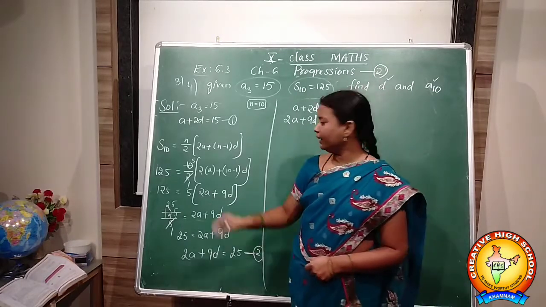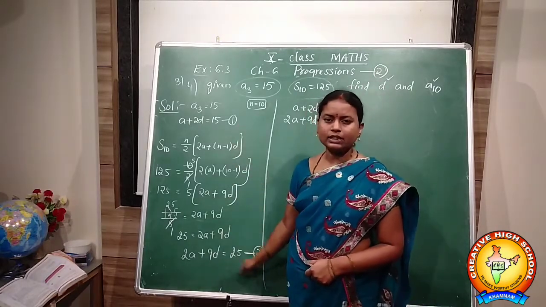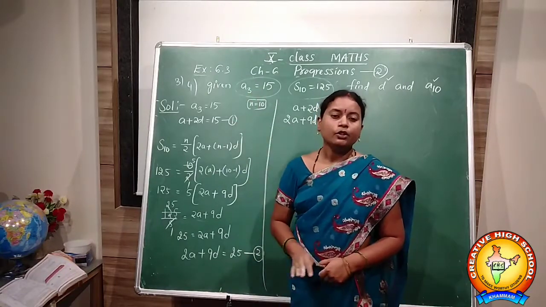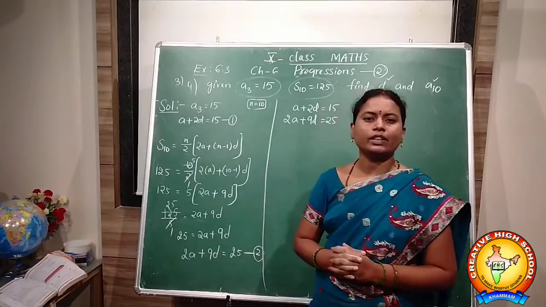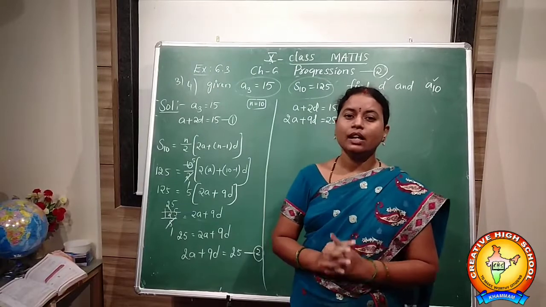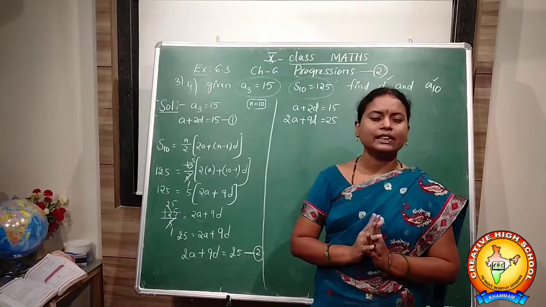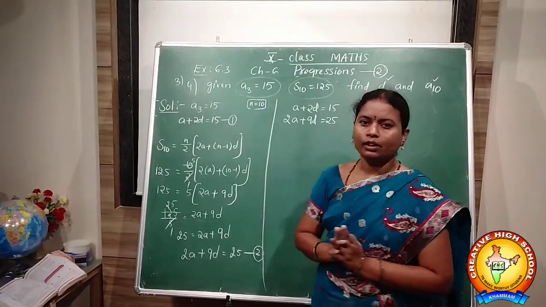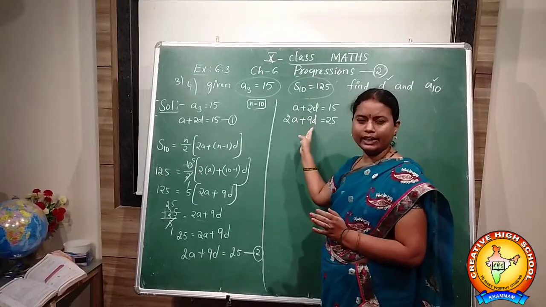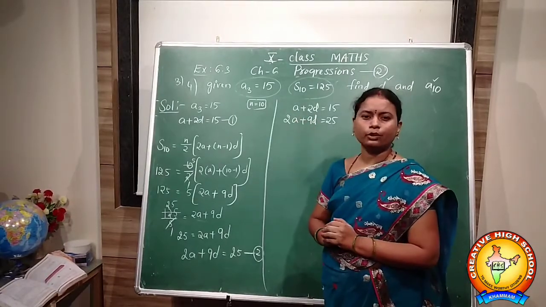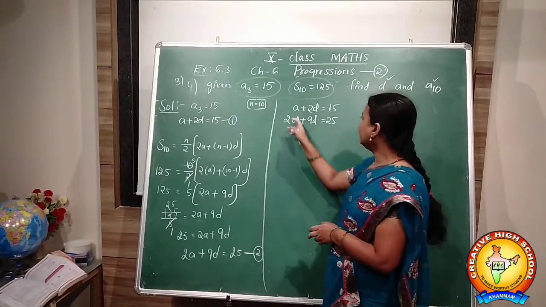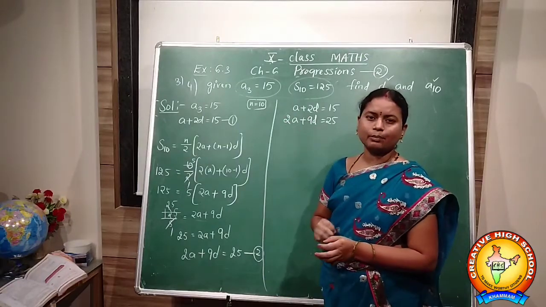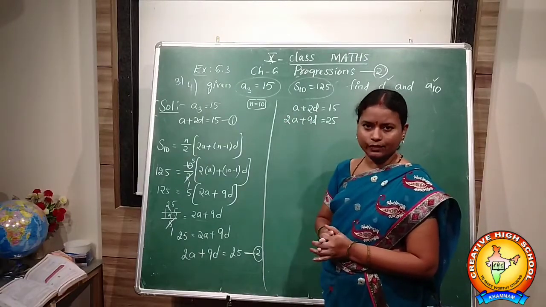Okay, see here we got two equations from the given information. To solve linear equations with two variables, first we have to try to cancel any one term, either a or d. To cancel the terms, we should have the same coefficients.